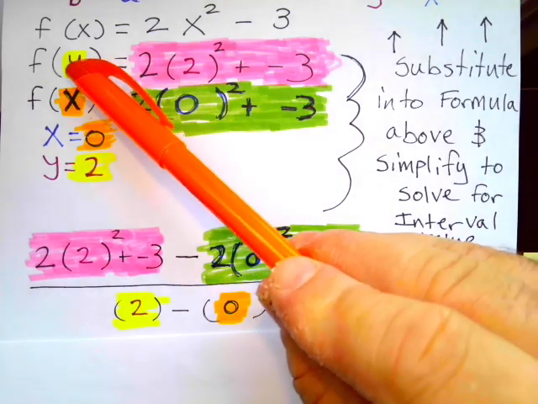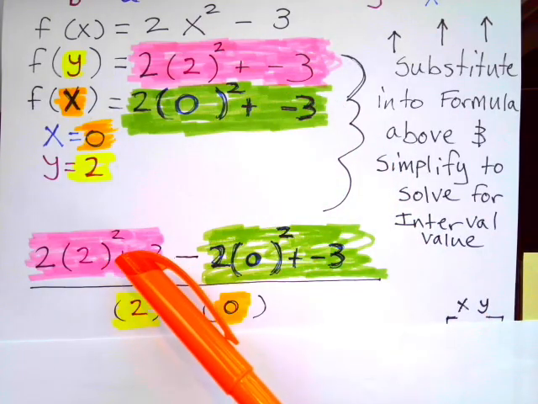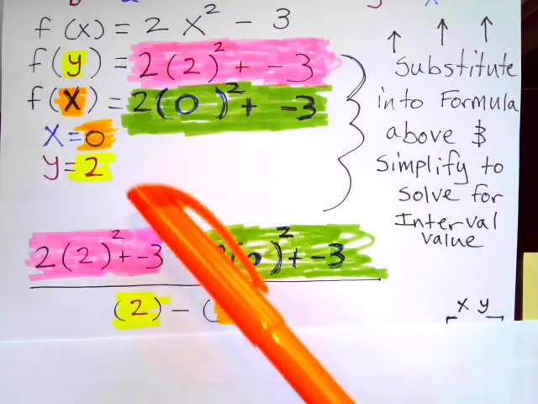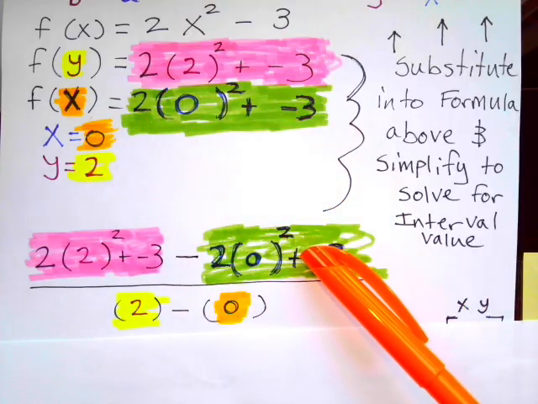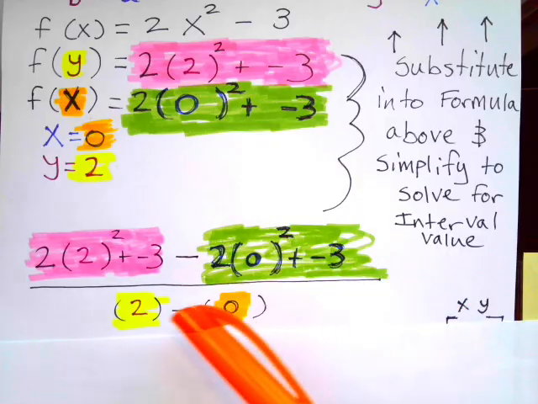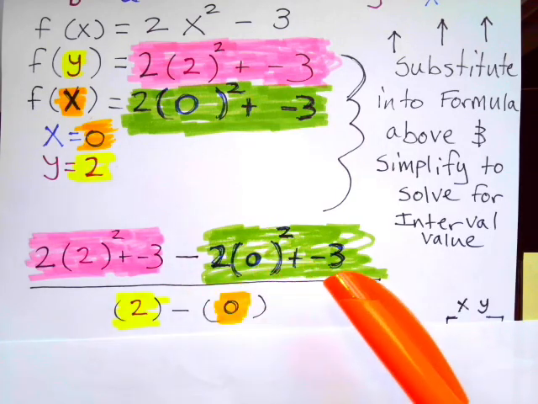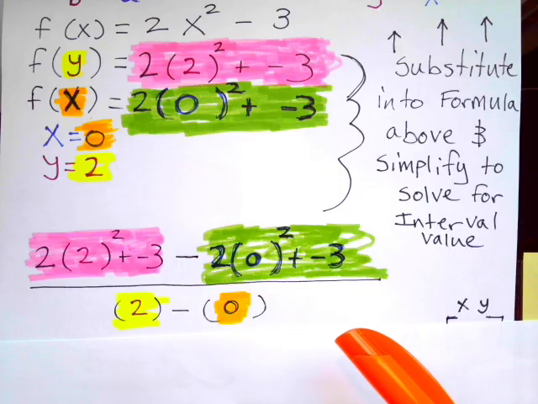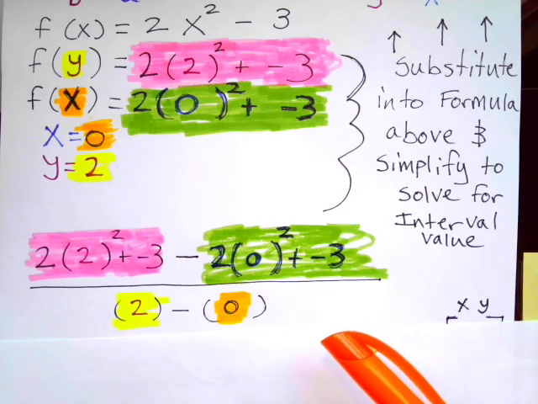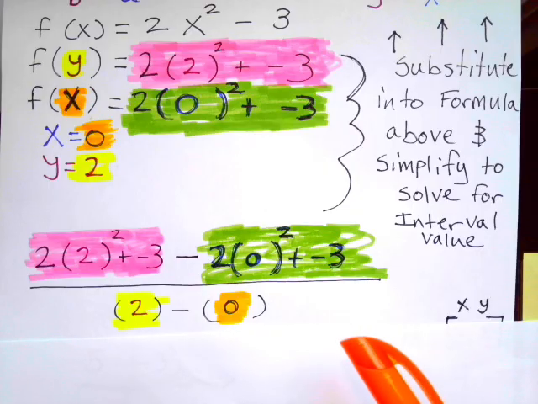My f of y value is highlighted here in pink. I'm just going to substitute that here in order to determine what my f of y minus my f of x, which I substituted here into the formula, divided by y minus x, which is 2 minus 0. All right, now I'm just going to simplify. And in the problem for A, my x and y values are 0 and 2. If the interval is 1, after I simplify, I'm going to come up with a 1 value. I'll come up with a 1 value if the answer is A.